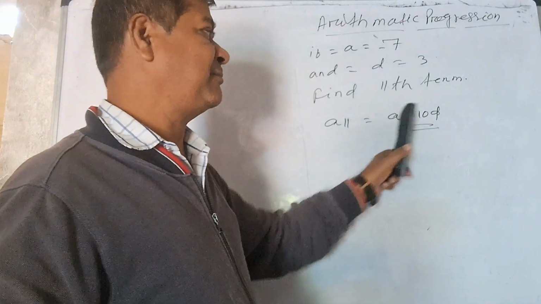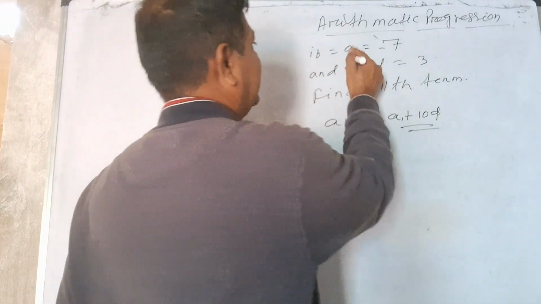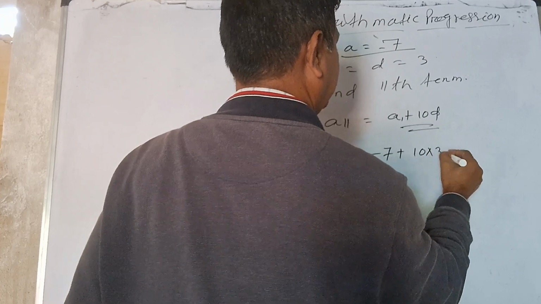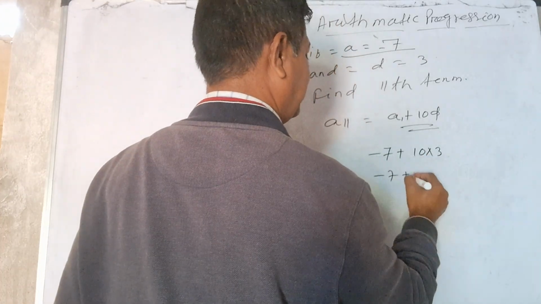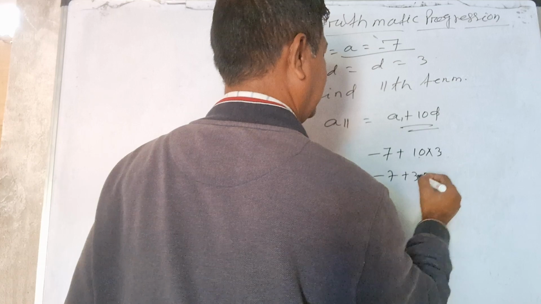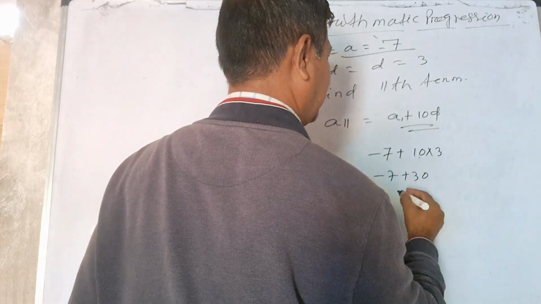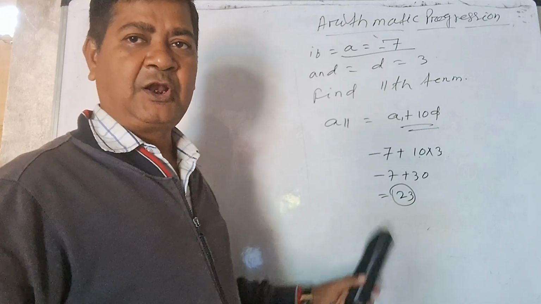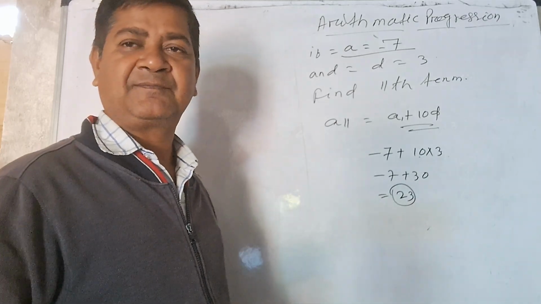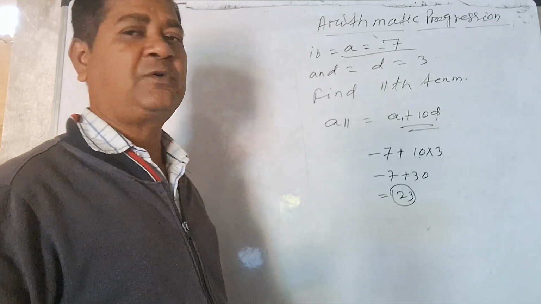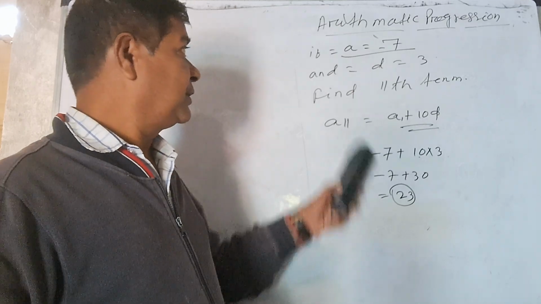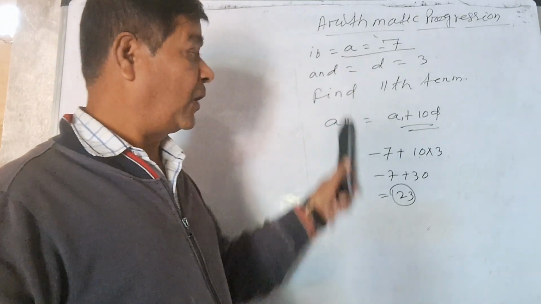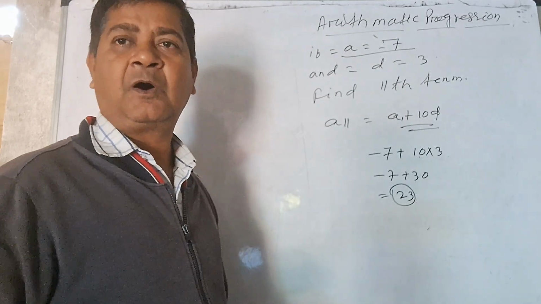10d. A1 plus 10d. A1 is already given, minus 7, plus 10 into d, which is 3. Minus 7 plus 10 into 3, 30. 30 minus 7, the answer will be 23. Here 23 is your answer. In this way you will be able to find it. If a and d are given, find all the terms.